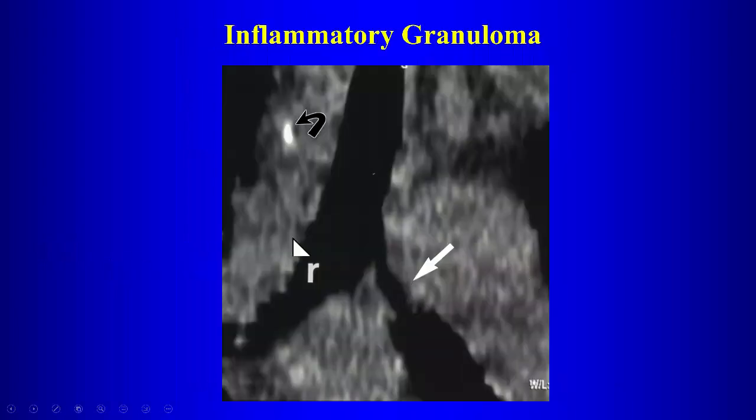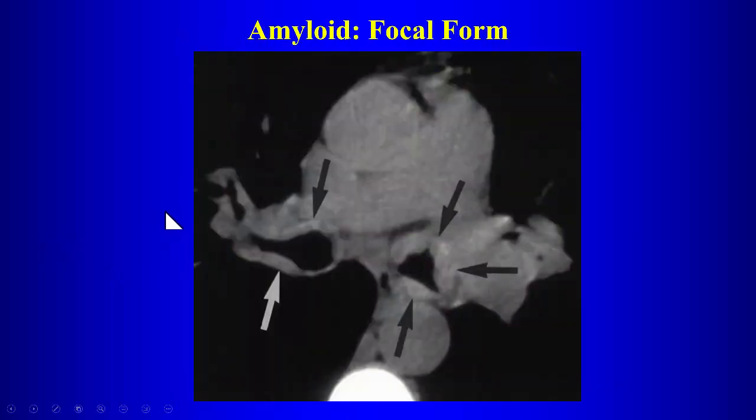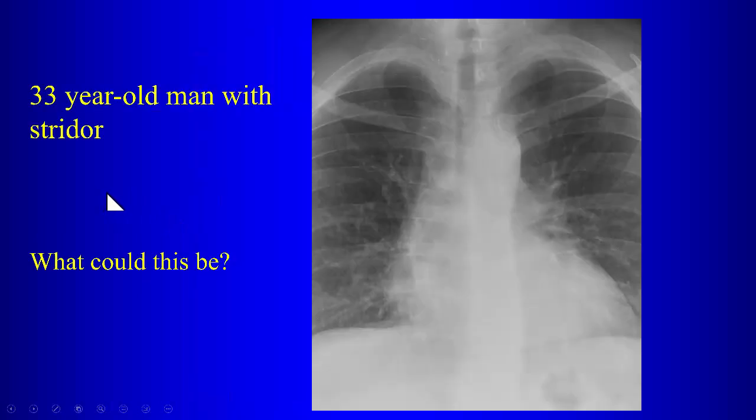Inflammatory lesions, granulomas, sarcoid, TB, these can also give you narrowing. Amyloid can also give you narrowing of the airway, so that can also occur. Here we have a young man with stridor. Is that normal? Yeah, so there's narrowing here in the trachea, the upper trachea here. So what do you suspect?